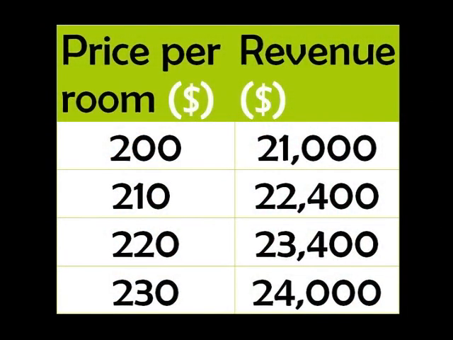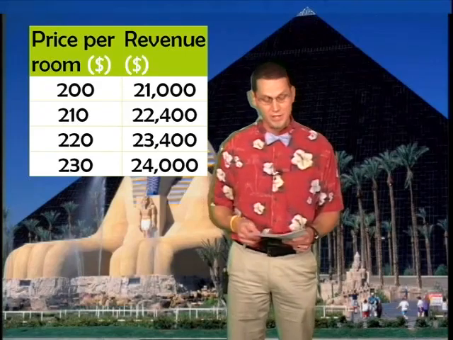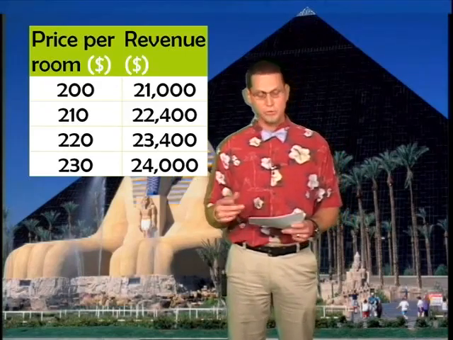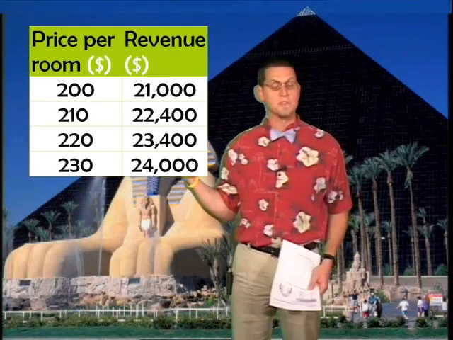The data table that's showing right here shows the cost per room per night and how much revenue that hotel brings in on a given night. And I've got that right here. So $200, he brings in $21,000 a night. That's a lot of money. $210, $22,400 a night. $220, $23,400. And $230 a night for one of these rooms, he generates $24,000.